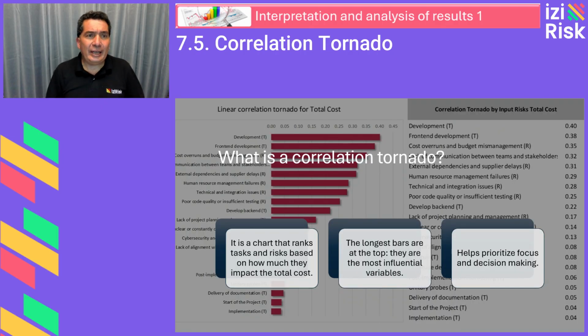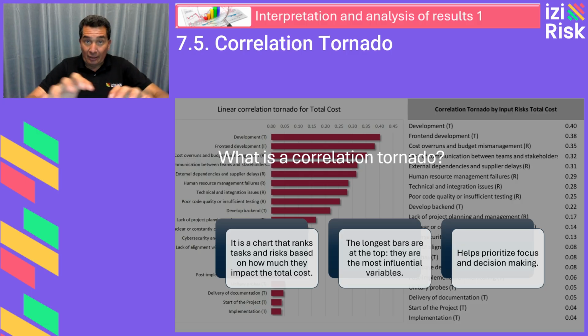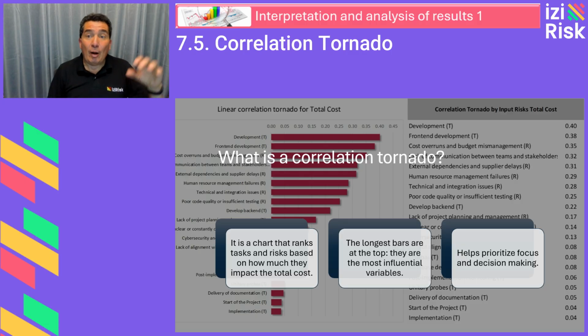What is a correlation tornado? A correlation tornado is a chart that orders all project variables, tasks, or risks from highest to lowest based on how strongly they are related to the total cost. It's called a tornado because of its funnel-like shape. The longest bars, highest correlations, appear at the top and smaller bars descend below. This chart allows you to quickly see which tasks or risks have the greatest impact on the total cost, and where you should focus attention or apply stricter controls. The most influential variables in your project.